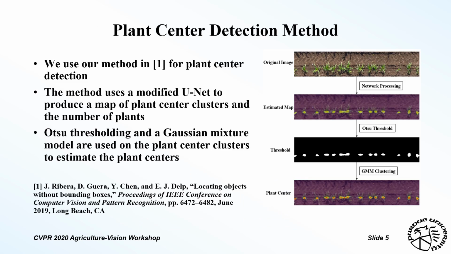We use the plant center detection method from this paper. The method uses a modified UNet to output a map of plant center clusters and the number of plants. Also, thresholding and a Gaussian mixture model are used on the plant center clusters to estimate the plant centers.